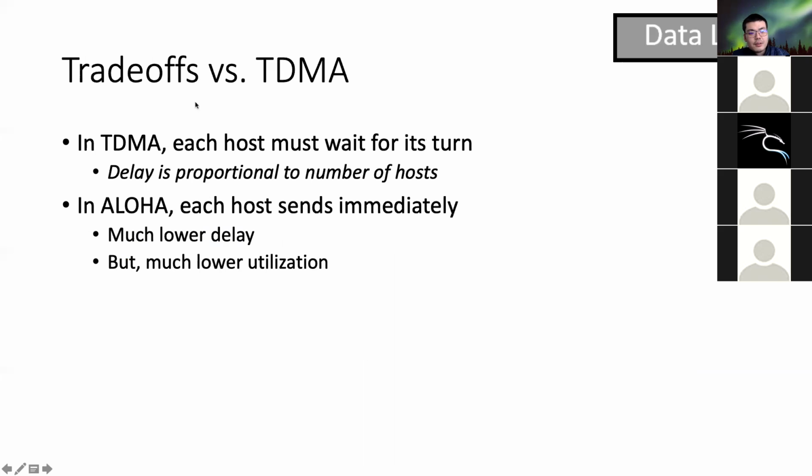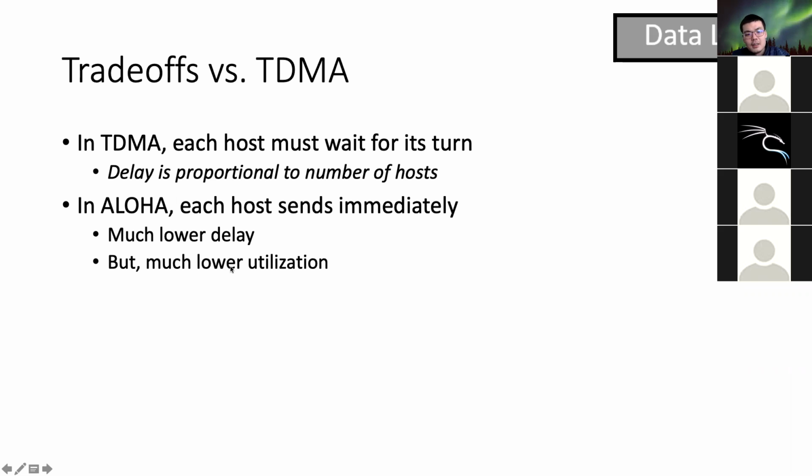So here's the trade-off. You need to know that in TDMA, each host needs to wait for its turn, so that's a latency cost. There's a delay, and the delay is proportional to the number of hosts. If you have 100 people, you can only send in your slot, and then you need to wait for 99 other slots before you send again. There's some delay, but if you just look at throughput, this is the best, because if everyone has something to send, then every slot is occupied.